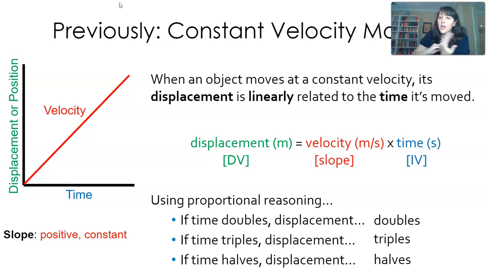But then on Friday, I threw, not literally, but I threw these fan-powered vehicles at you, these fan-powered carts moving along the tracks, which did not move at a constant speed. They were speeding up as they were going. And so we no longer see this linear relationship between displacement and time because the velocity is constantly changing.